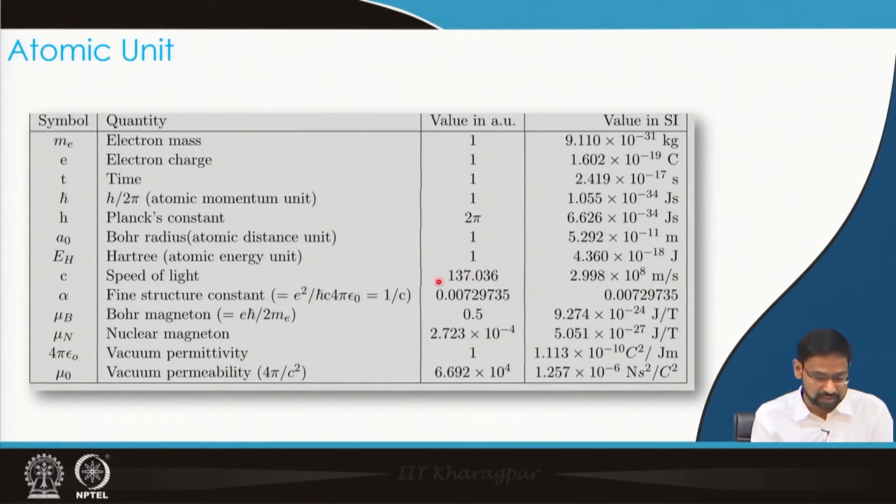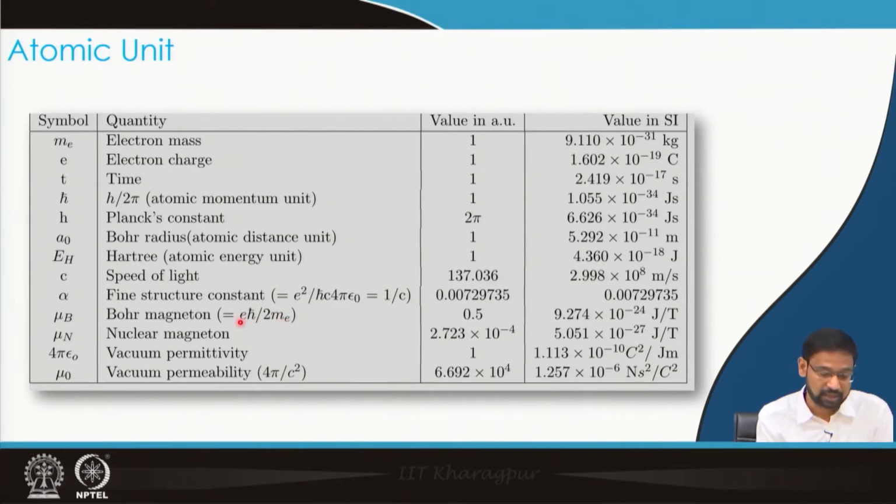Similarly, other constants like the speed of light we can express here. The fine structure constant is given as 1 over c. The other quantity that we would be using even in this course is the Bohr magneton. When we study the effect of an external magnetic field on our energy levels, we would come across this Bohr magneton. You see, the Bohr magneton is given by e h bar divided by 2 me.